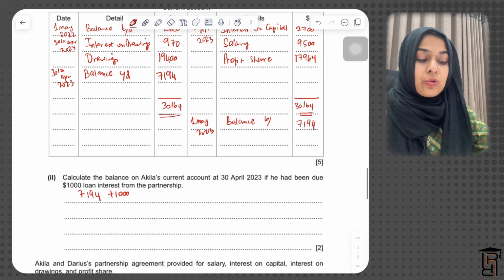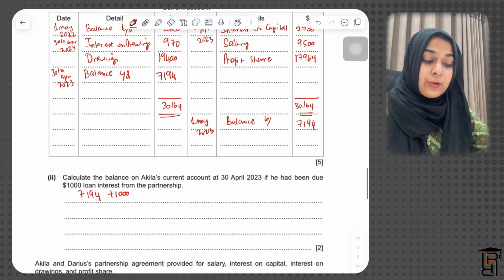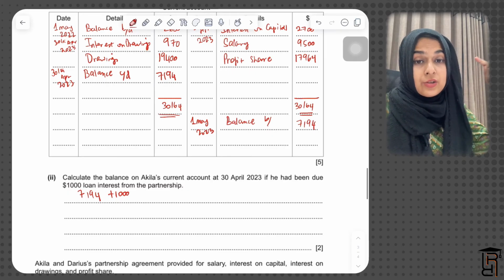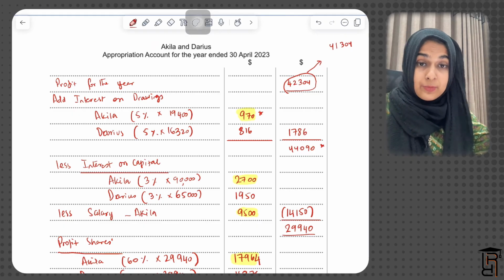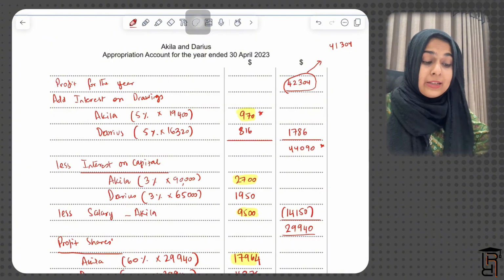So this 42,304 is not going to be 42,304. Profit for the year will be 41,304, because this interest of $1,000 must have been subtracted from the income statement, because interest is an expense and they have incurred the expense. So you have to subtract that. So 41,304 will be the profit.